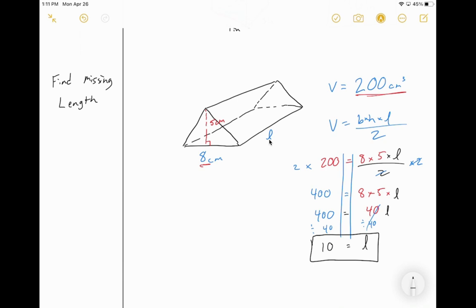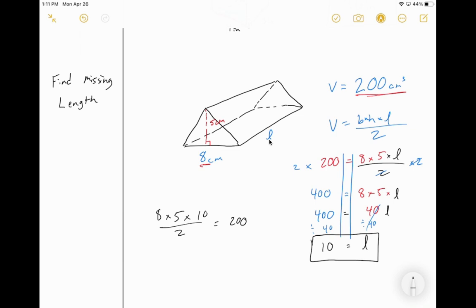This is a tough problem. You have to go backwards. You just have to think, okay, what am I missing? Now let's plug it in and check it. If I did base times height times length divided by 2, 8 times 5 times 10 divided by 2, I should end up with 200. Is that the volume?